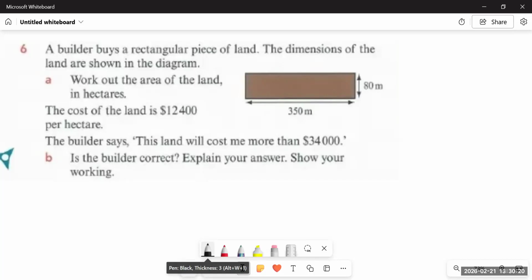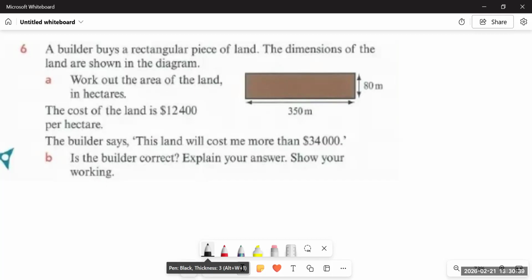This is Cambridge Lower Secondary, Book 7. And today we are going to do some questions related to exercise 15.2. We have already done the first few questions, in which we discussed how to convert hectares into meter square and vice versa. Now, based on that concept, we are going to do the next few questions.